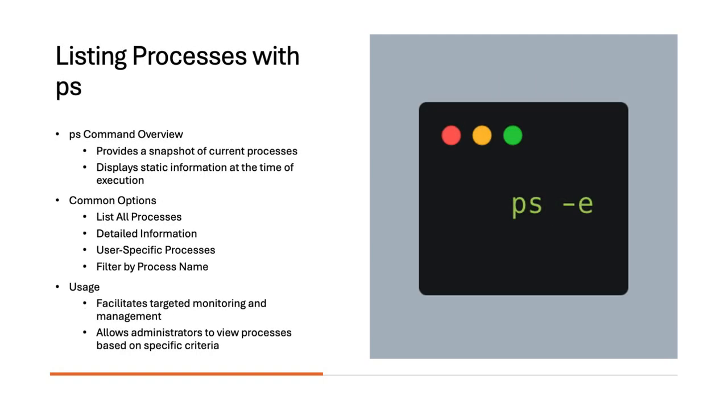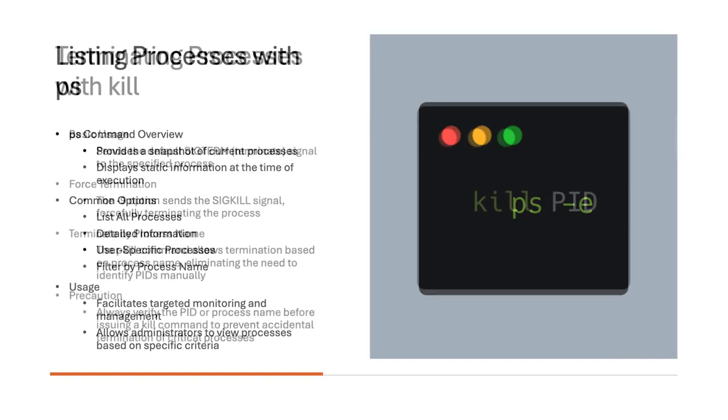The ps command provides a snapshot of current processes, displaying static information. Common options include listing all processes, detailed information, user-specific processes, and filtering processes by name. These options help administrators monitor and manage processes effectively.